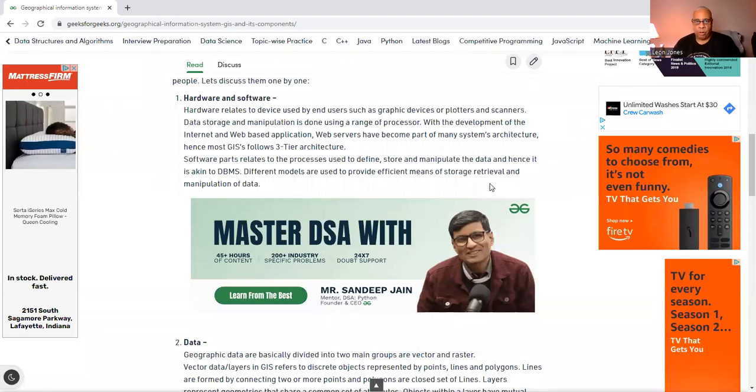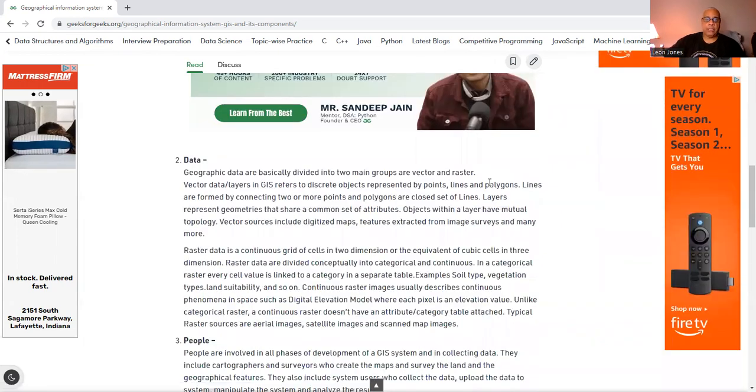Now, the software parts relate to the processes used to define, store, and manipulate the data, and hence it is akin to DBMS, Database Management Systems. That's what DBMS stands for. So different models are used to provide efficient means of storage, retrieval, and manipulation of data. Two, we got data.